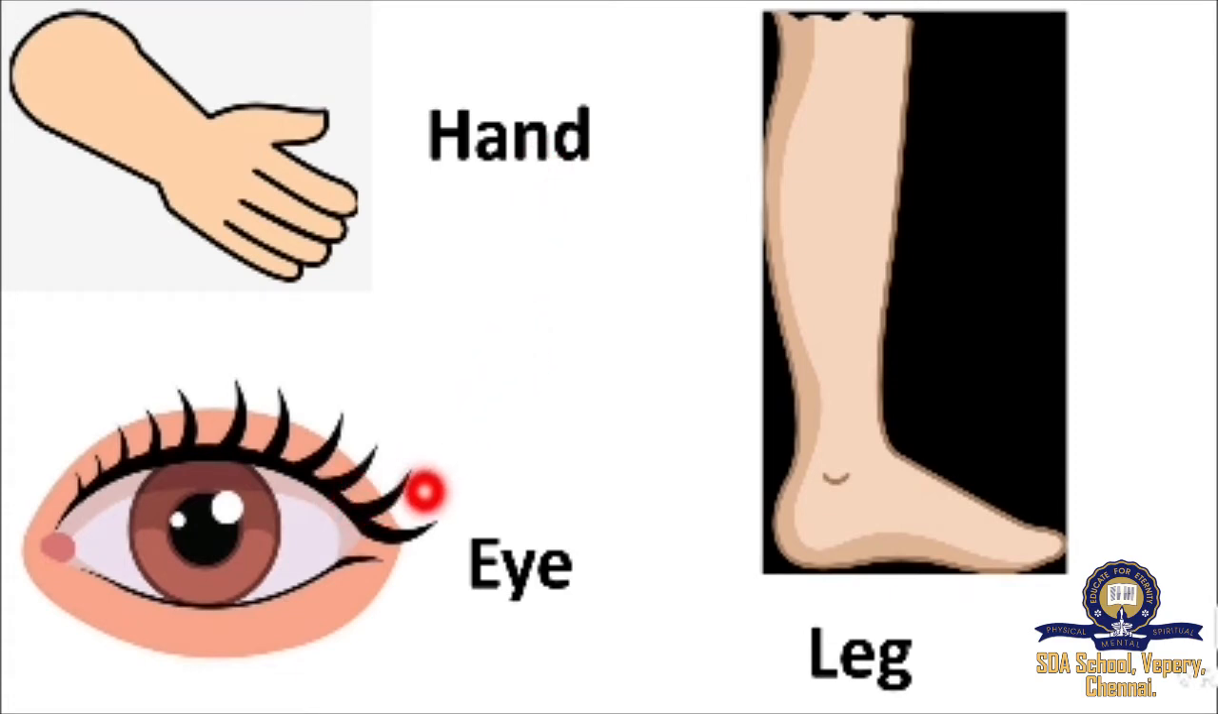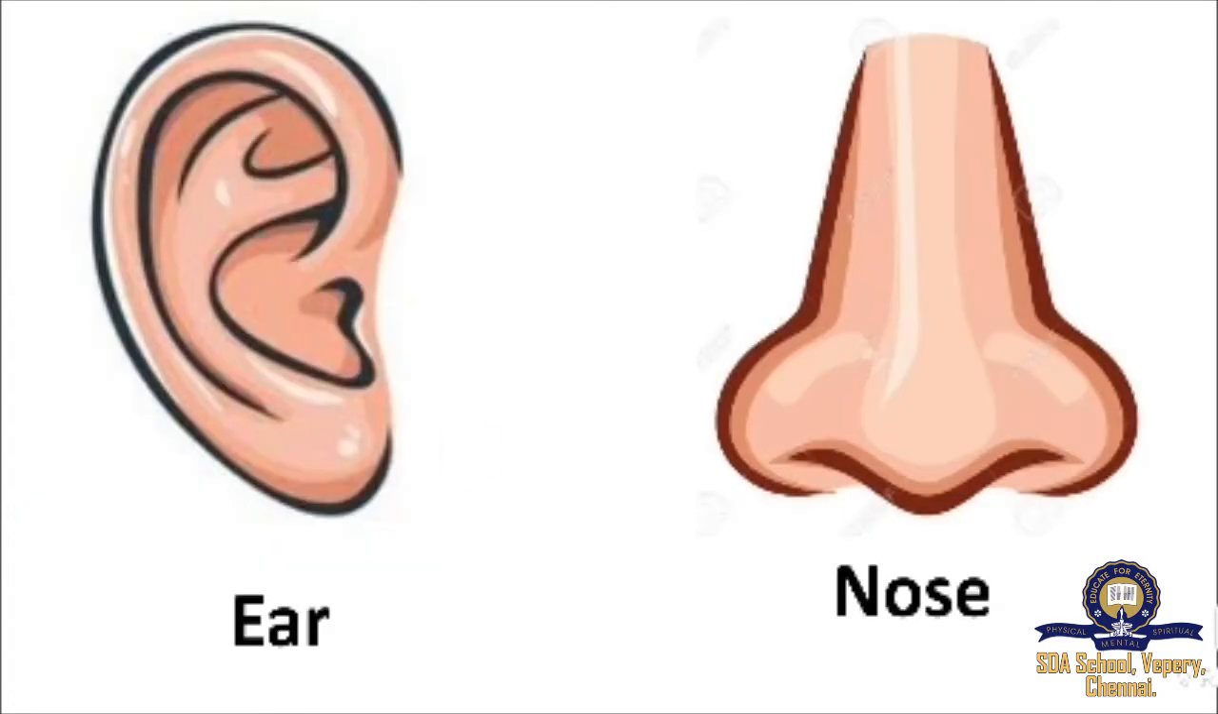And then eye. When do we use the eye? To see the objects, we are using the eyes. Then we are using the leg to walk, to jump, to run. Okay, now look at the next one. What is this? Ear. How many ears do we have? We have 2 ears. Very good. Why did God give us ears? To hear good things. Very good.